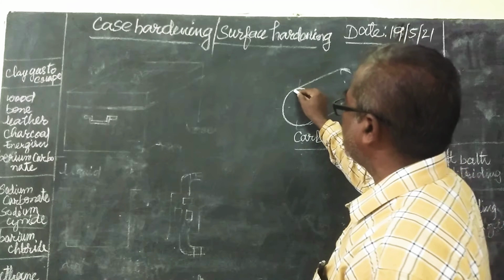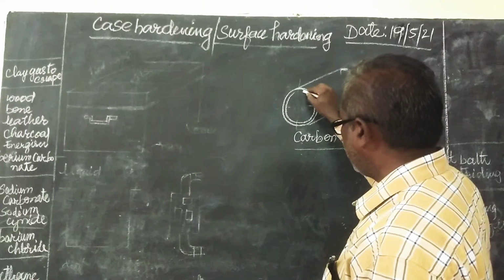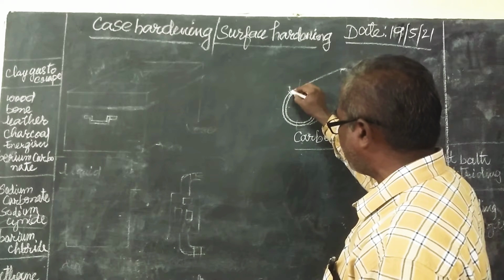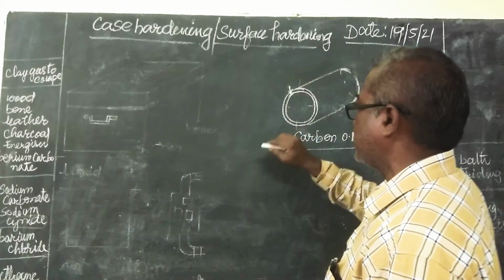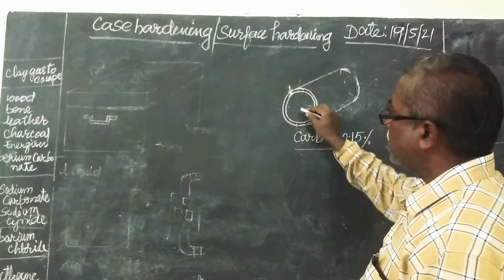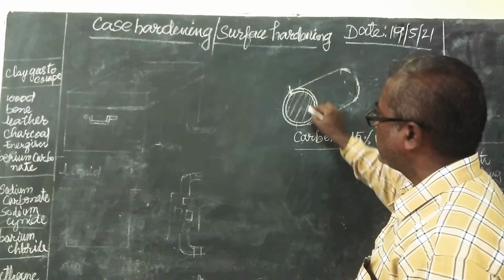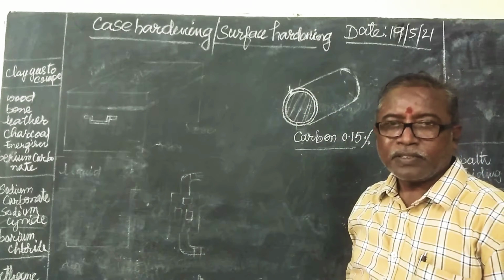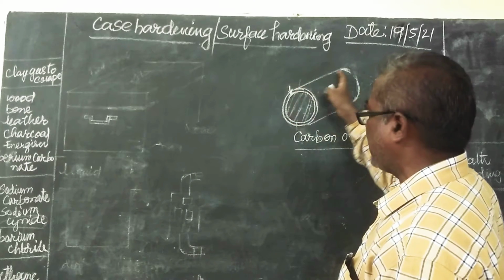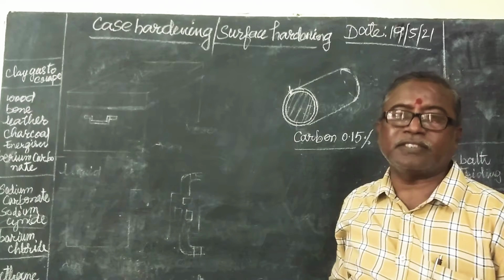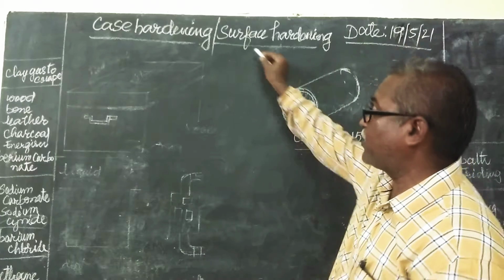Only the outer surface we are going to make hard like this. When only the outer surface is made hard, that is called case hardening. This is the case or surface. The core will remain soft. So this case we harden by a heat treatment process, that is called case hardening or surface hardening.